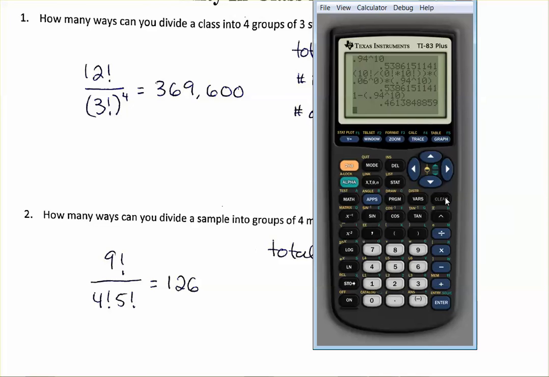If we do 12 factorial divided by 3 factorial, raised to the power of 4, we get 369,600.